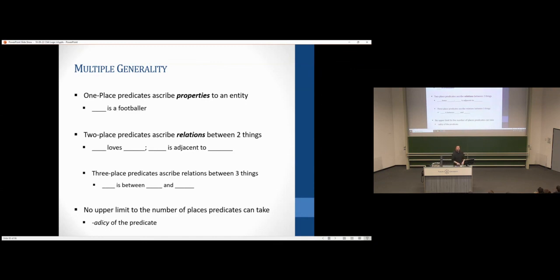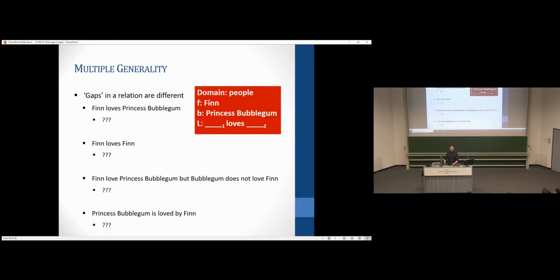Here's a slightly nicer one, is next to. One object can be next to another. And we can have three place predicates, is in between. In theory, there's no upper limit to the number of gaps a predicate might have. But importantly, the gaps are different. The person that we fill in for the lover and the person we fill in for the beloved, well, that kind of matters. And the way we can fill them in is the same as with single place predicates. We can fill them in with names or we can fill them in with variables.